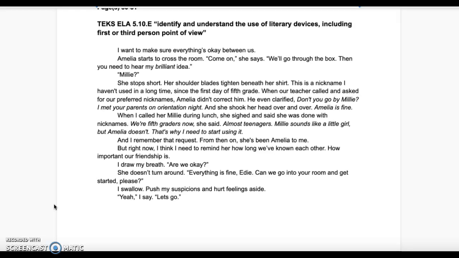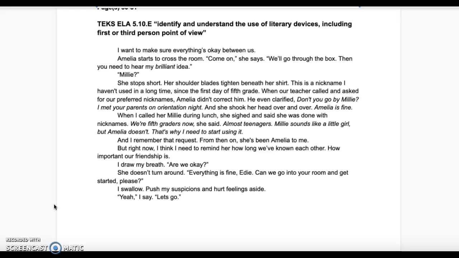Amelia is fine. When I called her Millie during lunch, she sighed and said she was done with nicknames. "We're 5th graders now," she said. "Almost teenagers. Millie sounds like a little girl, but Amelia doesn't. That's why I need to start using it." But I remembered that request. From then on, she's been Amelia to me. But right now, I think I need to remind her how long we've known each other, how important our friendship is. I draw my breath. "Are we okay?" She doesn't turn around. "Everything is fine, Edie. Can we go into your room and get started, please?" I swallow. Push my suspicions and hurt feelings aside. "Yeah," I say. "Let's go."